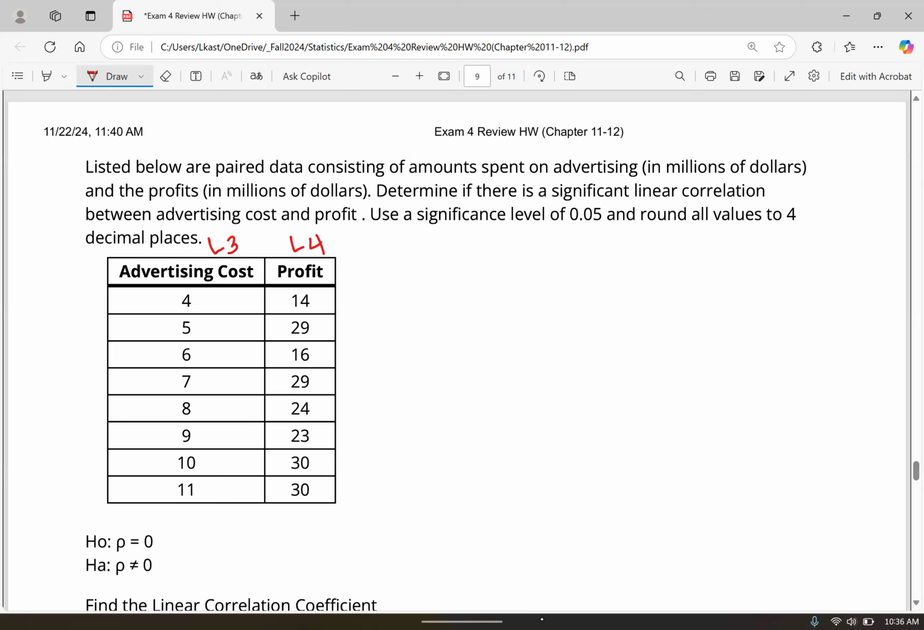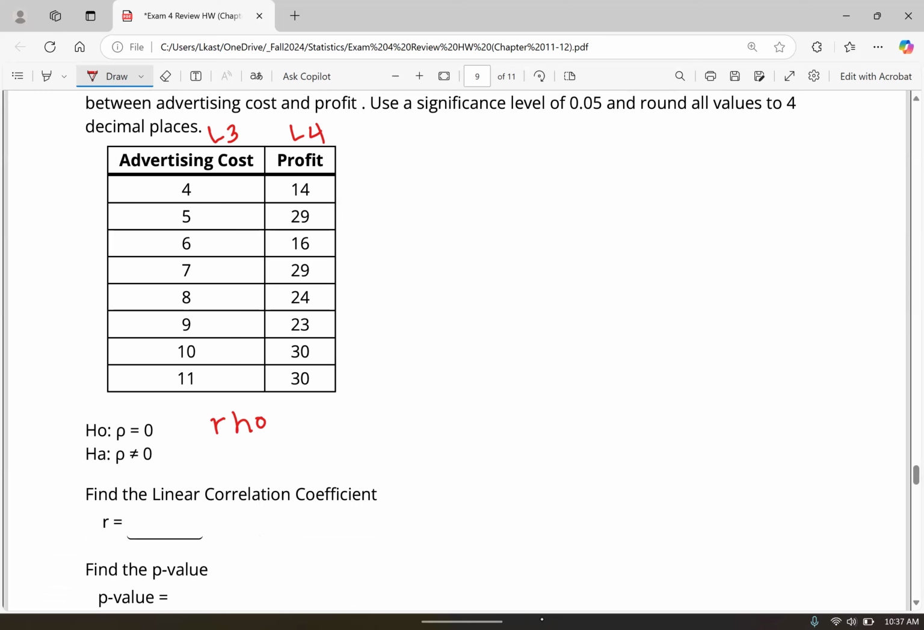And they give me the null and alternative hypotheses. The null hypothesis is that there is no correlation between advertising cost and profit. The alternative is that there is a relationship. So if rho, that is the Greek letter rho, is 0, that means there's no correlation whatsoever. If it isn't 0, then there is some kind of correlation going on there. Okay? So let's go find the linear correlation coefficient and the p-value and do some comparisons.